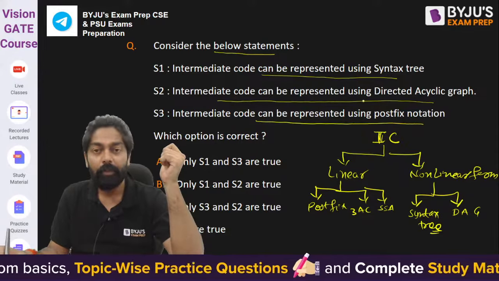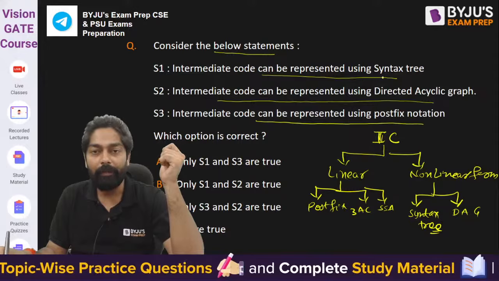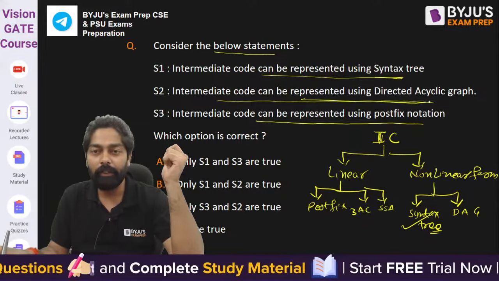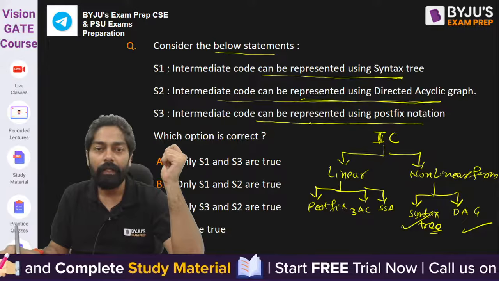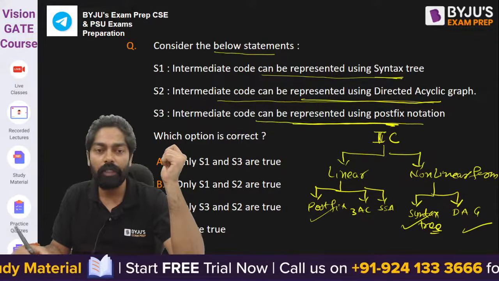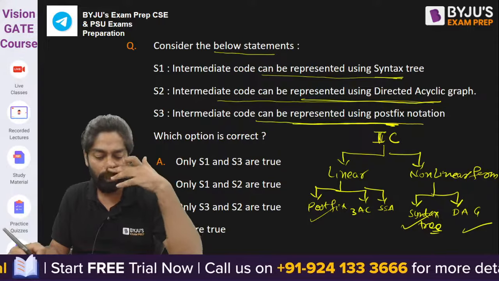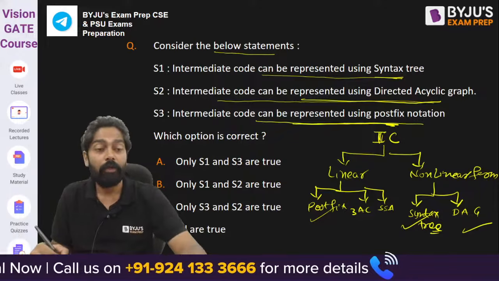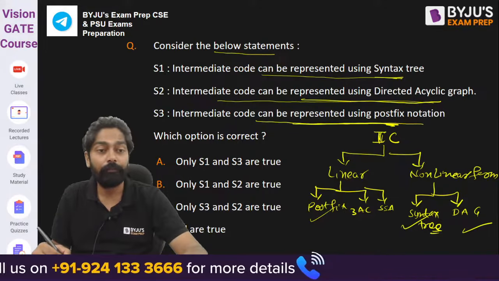Okay, very good. So intermediate code can be represented using syntax tree. Yes, true. Intermediate code can be represented using DAG. Yes, true. Intermediate code can be represented using postfix notation. Yes, true. So all are true. D is the right answer. Very good. Keep it up. Okay, I am moving now to the next question.